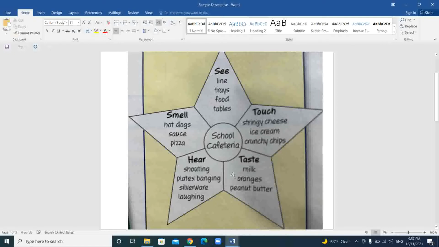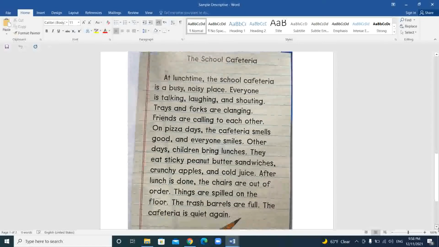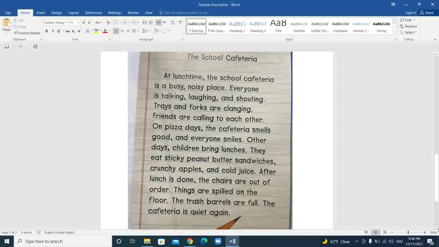Okay, what do I do with these words that I put in my sentence stars? I use them to create sentences. I can write them, okay, and then I can start to organize them or put them in order, right? Here, straight away, I put it into a paragraph about the school cafeteria. What does it say? Of course, it has a title, the school cafeteria. At lunchtime, the school cafeteria is a busy, noisy place. So I use words such as busy and noisy to describe what the school cafeteria is like.